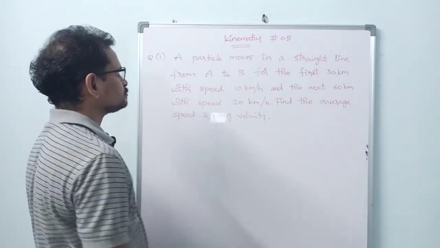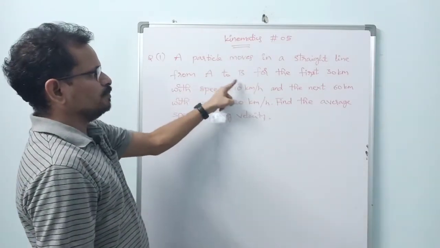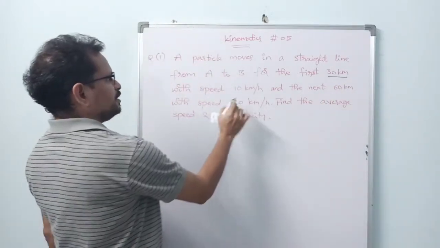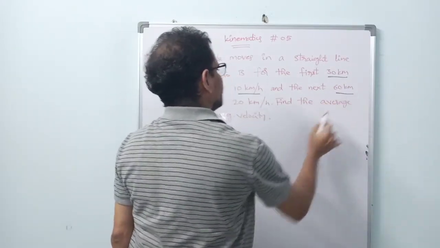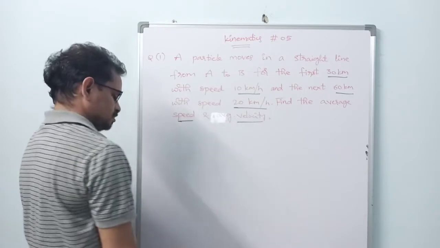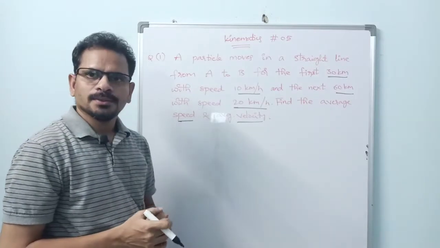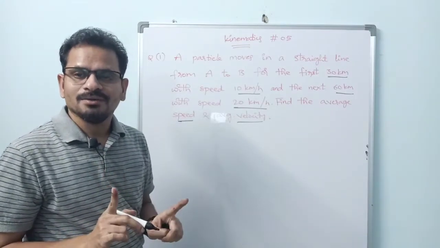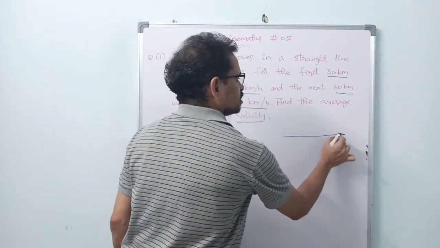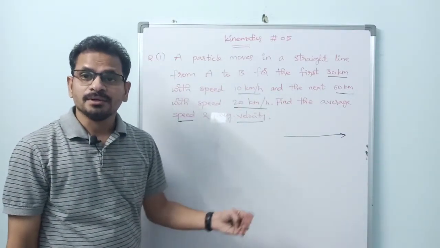Okay guys, see here. A particle moves in a straight line from A to B for the first 30 kilometers with a speed of 10 kilometers per hour, and the next 60 kilometers with a speed of 20 kilometers per hour. Find the average speed and average velocity. In one case, both of them are equal. What is that case? If the body moves in a straight line without turning back, in that case distance equals displacement, and average speed equals average velocity.